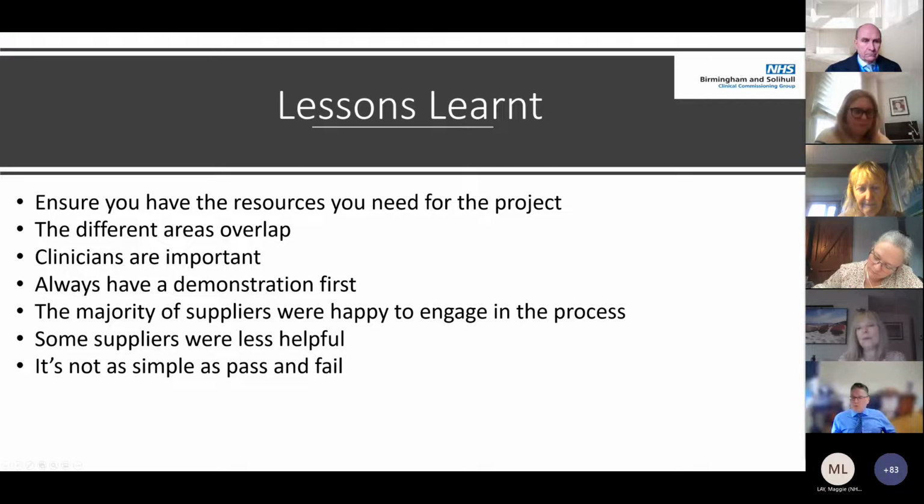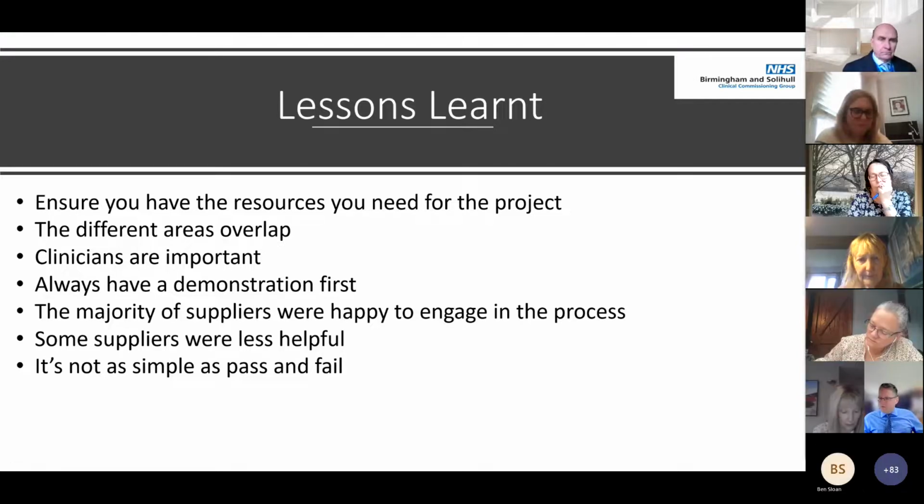So this is a collaboration with suppliers. It's not just an examination they have to pass. So of course, there are things that they have to do.